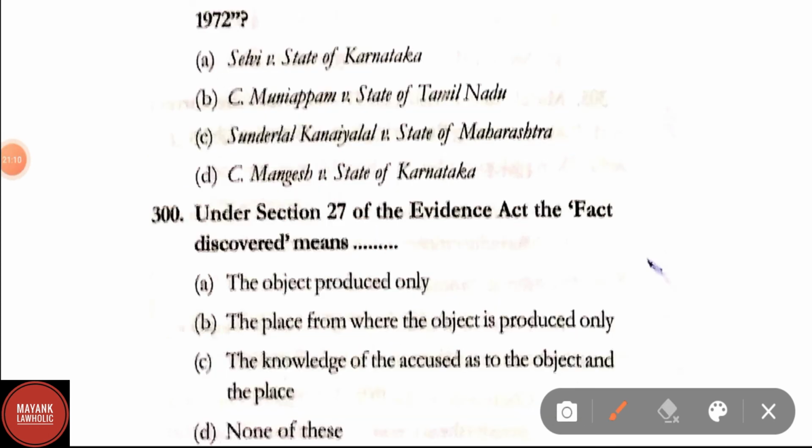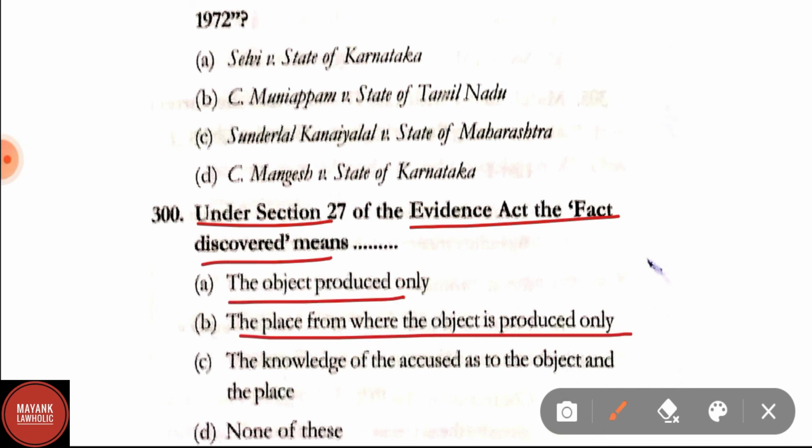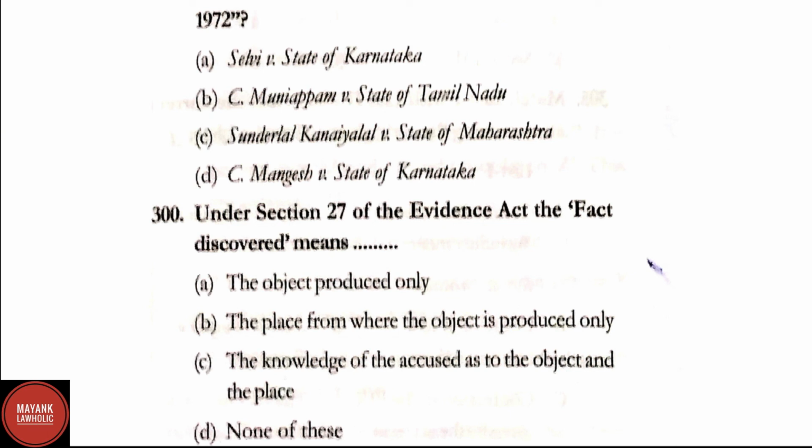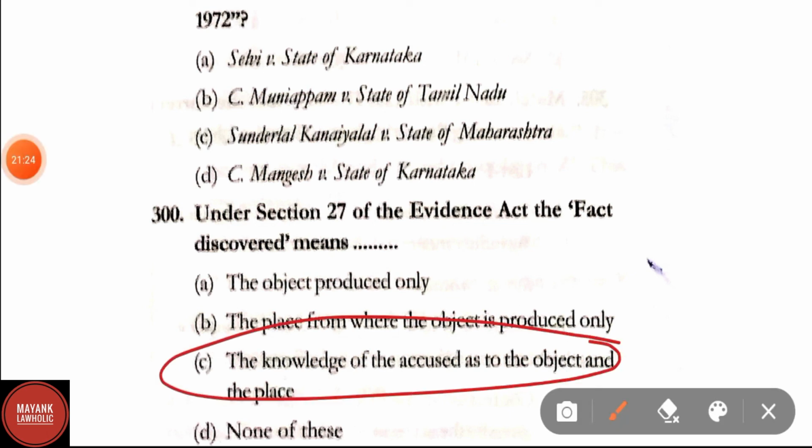Question number 300. Under section 27 of the Evidence Act, the fact discovered means: the object produced only, the place from where the object is produced only, the knowledge of the accused as to the object and the place, and none of these. Here the correct answer is option C, that is the knowledge of the accused as to the object and the place.